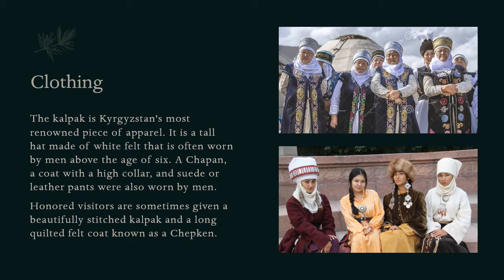The clothing of these people is called kalpak, and it's the renowned piece of apparel. The kalpak is actually the tall hat made of white felt that is often worn by men above the age of 6. A shapan is a coat with a high collar, or suede or leather pants, were also worn by men. Honored visitors are sometimes given a beautiful stitched kalpak and a long quilled felt coat known as shapkin.